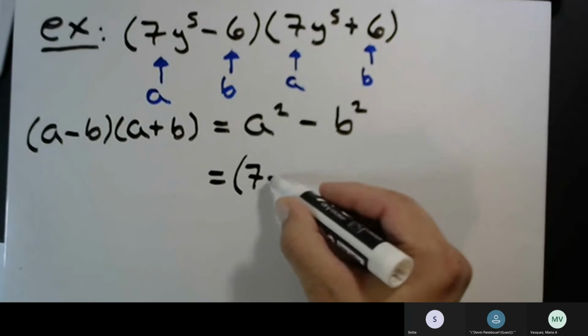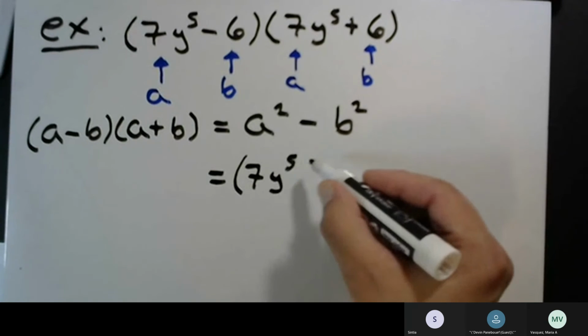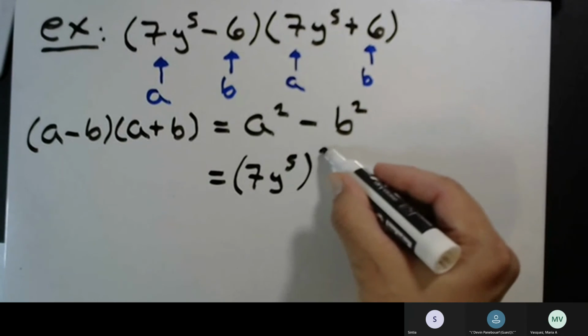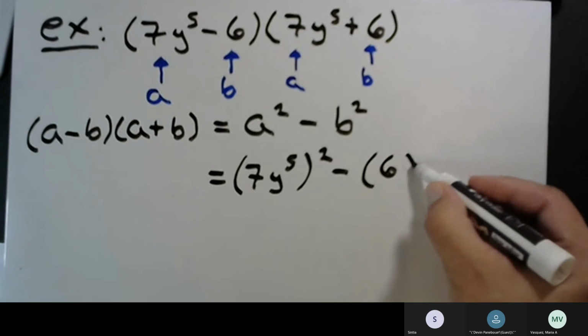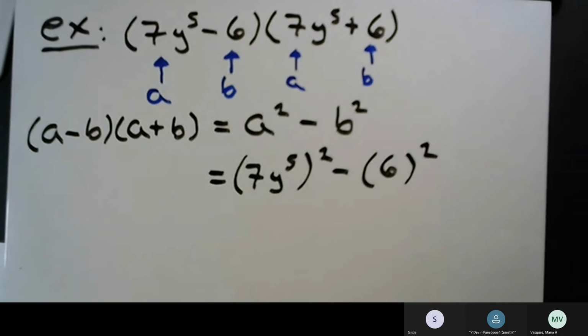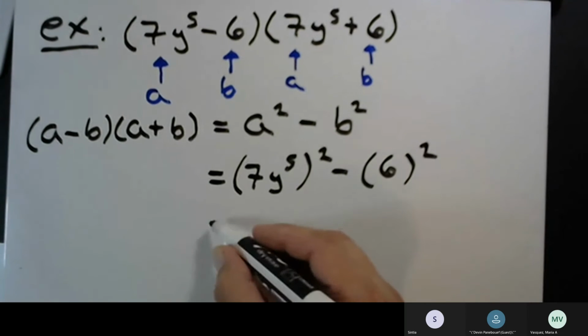So A is 7y to the 5th. And B is going to be 6. And then that's pretty much it. We just need to simplify these and we're all set.